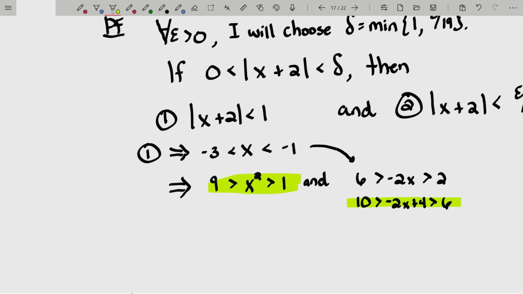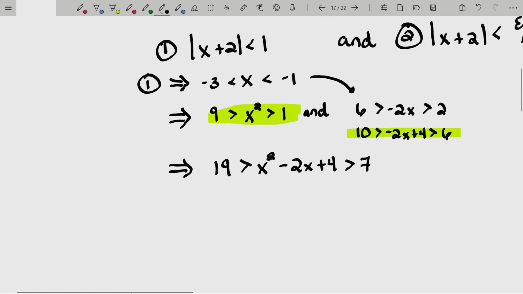And you have all nodded your head and said you agree that these two inequalities must hold as long as x is between -3 and -1, which you told me is true because you told me the distance between x and -2 is less than 1. So if those two inequalities are true, their sum also has to be true. Now, some people might be lost on this, but you can convince them that if two inequalities are true, their sum has to be true, and they all kind of nod. So you say, okay, well, I'll add those up. That would imply 9 plus 10, which is 19, is greater than x squared minus 2x plus 4, which is greater than 6 plus 1, which is 7.